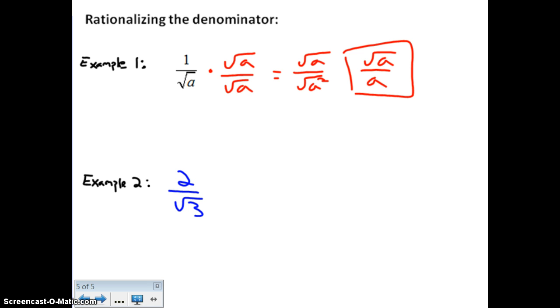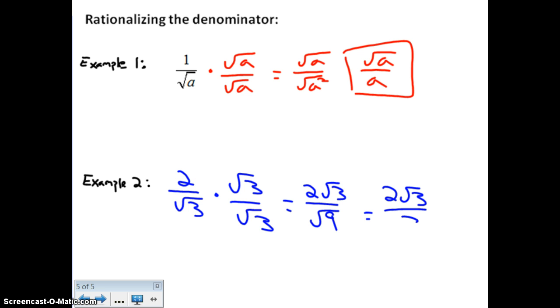For example 2, let's try this, 2 over radical 3. So we have this radical, the square root of 3 in the denominator. That can't be. So just like in example number 1, we're going to multiply by the square root of 3 over the square root of 3. That will give us 2 radical 3 over the square root of 9, which becomes 2 radical 3 over 3. No more radical in the denominator. Everything's simplified, and we're finished.